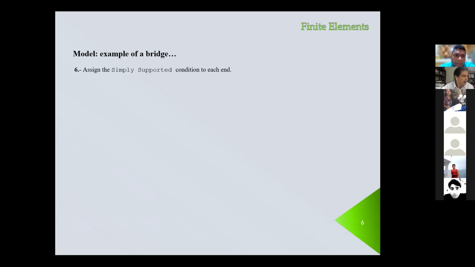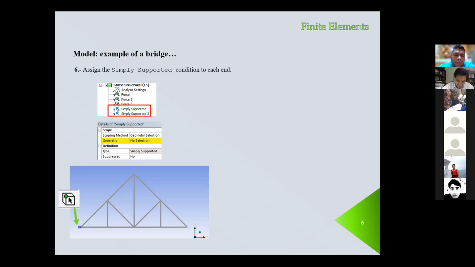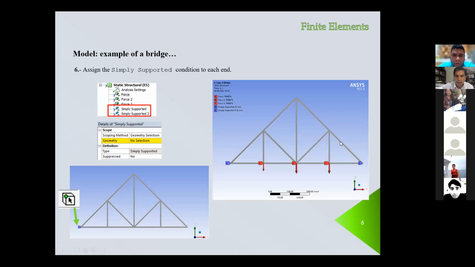Similarly, assign the simple support at each border, the left point and the right point. You have to insert simple support and then select the left point, and also a simple support at the right end. Okay, this is the result for boundary conditions and loads.